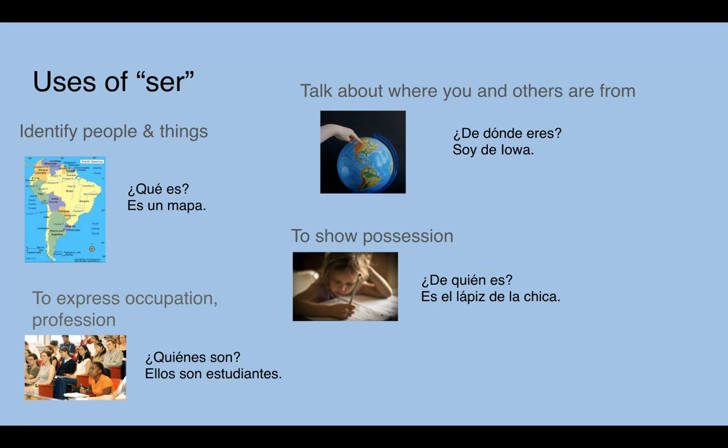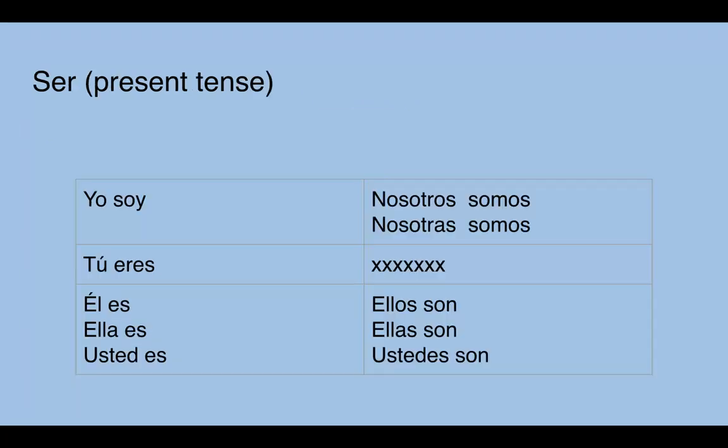So now that you've seen the uses of it, to identify people and things, to express occupations and professions, to talk about where you or others are from, and to show possession, how do you conjugate it? Well, in the present tense, you'll see the verb chart that looks like this. All verb charts in Spanish are going to be set up in the same manner. You start on the left-hand side with your singular pronouns. Right-hand side are your plural.